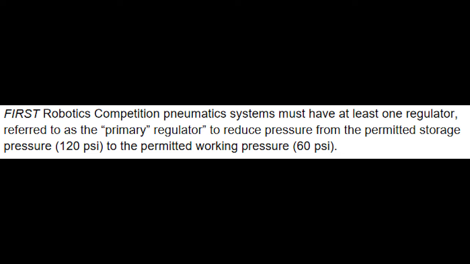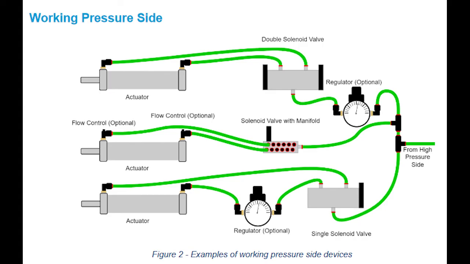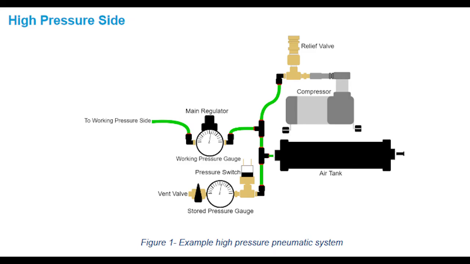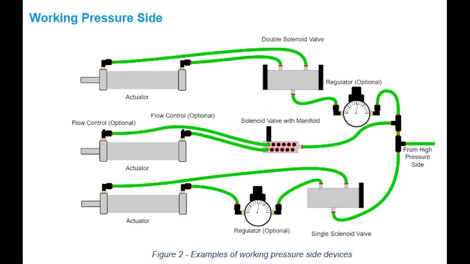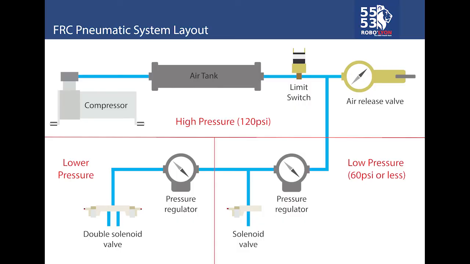According to official regulations, our stored air pressure needs to be 120 psi or less, and our working or usable air pressure needs to be 60 psi or less. Working air simply refers to air that is actually being used to operate our pneumatic devices, such as pistons. So our system needs to be split into two parts, one with our stored 120 psi and the other with our working 60 psi. This can be achieved by separating the two parts of the system with a pressure regulator, in which the output pressure is set to 60 psi or less.